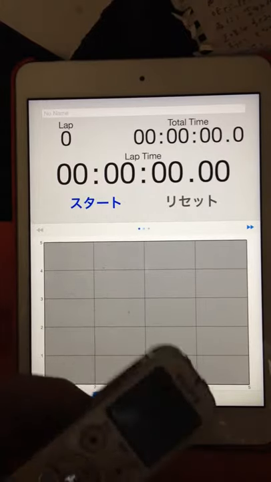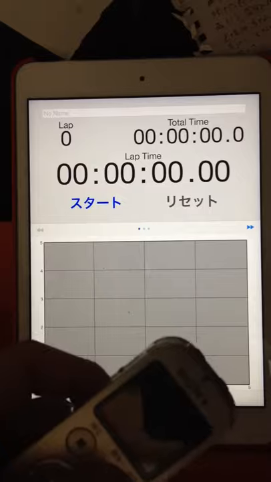Good morning. Experiment on timing progression. Let's start singing and tapping.